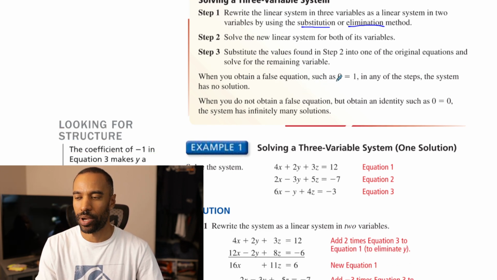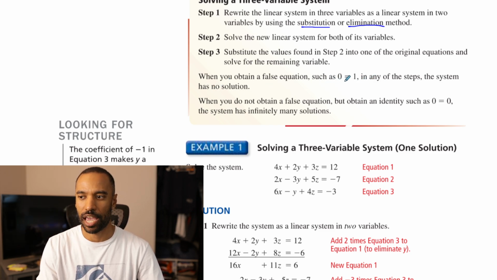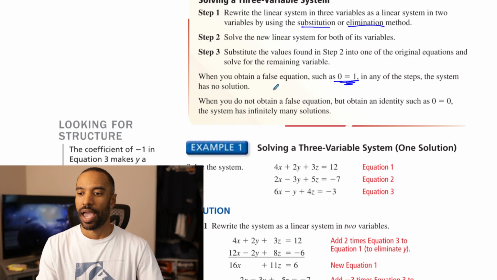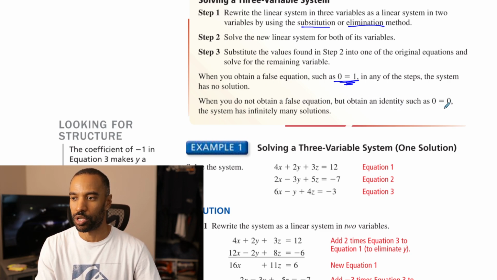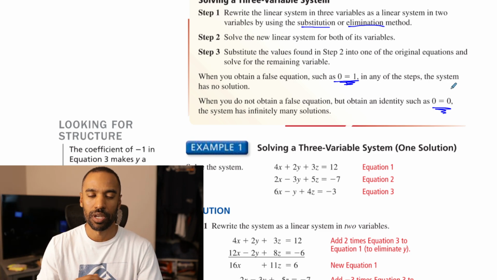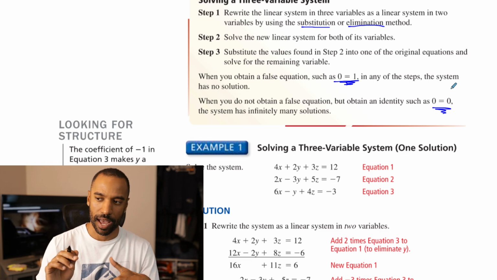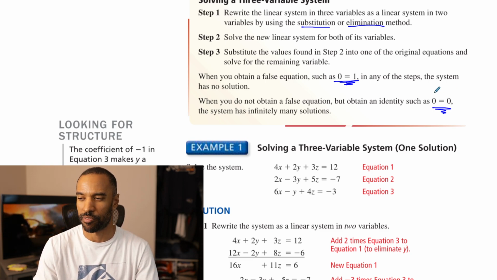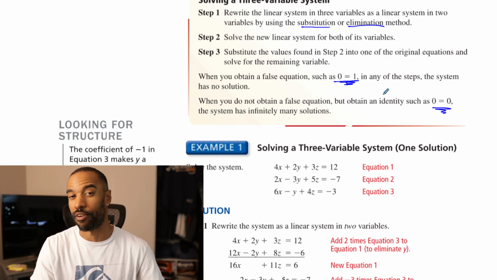When you obtain a false equation such as 0 equals 1 in any of the steps, the system has no solution. This is a case where all your variables cancel and the left side doesn't equal the right side. That's true for a system of 2 as well. That's true for any set of equations. And when you do not obtain a false statement, but obtain an identity such as 0 equals 0, left side equals right side when all variables cancel, that's infinitely many solutions. So we saw what that visually looks like. Here's what it algebraically looks like. You've seen that in the past if you remember anything about systems of equations. Maybe this is going to be a good refresher for you.